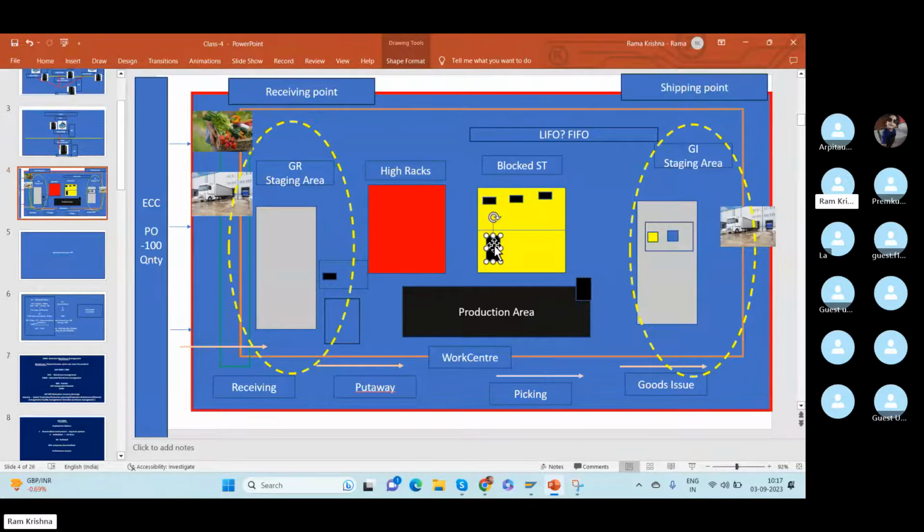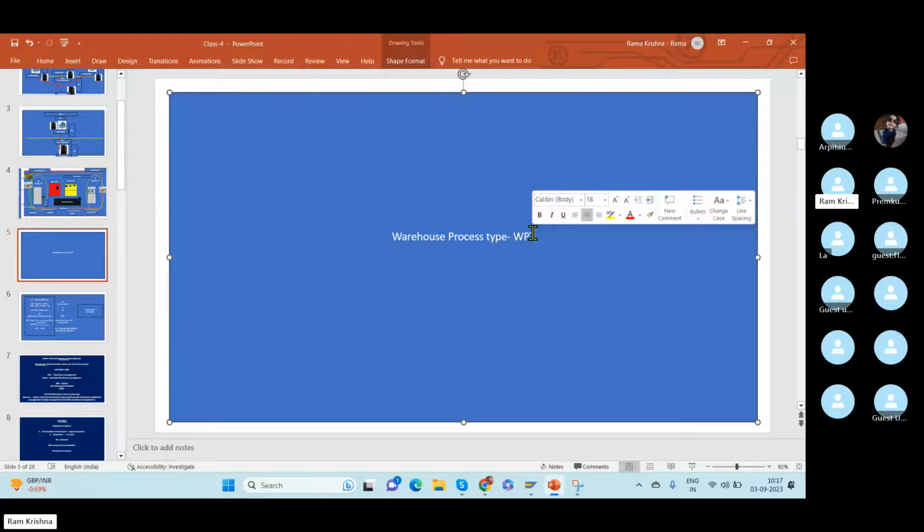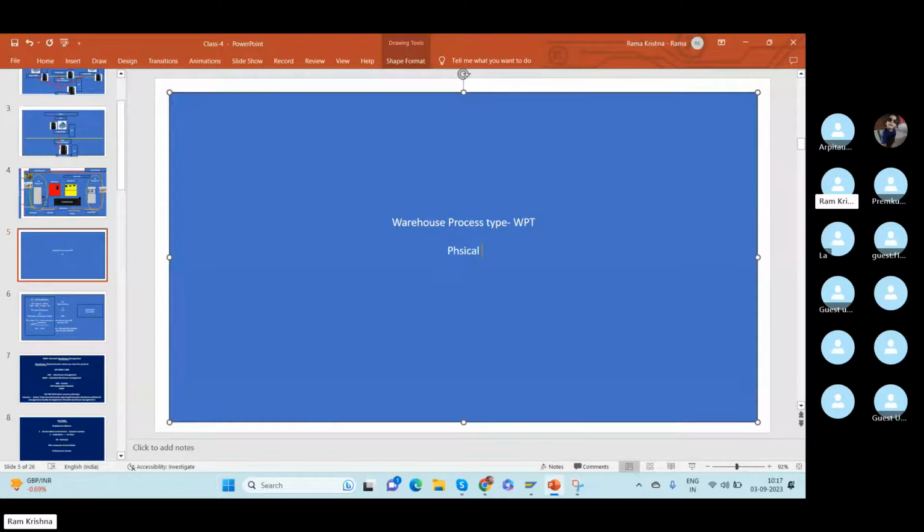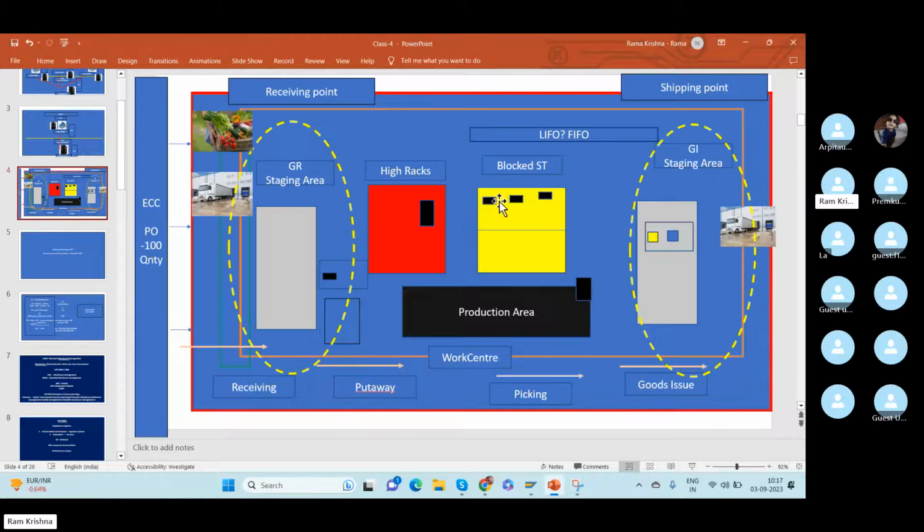Now, I will give a different example. Physical movement in the warehouse, controlled by what, guys? Controlled by WPT. Physically, if you are moving the goods from one place to another, or from the staging area directly to the customer, what will control it? It will be controlled by the WPT, warehouse process type.